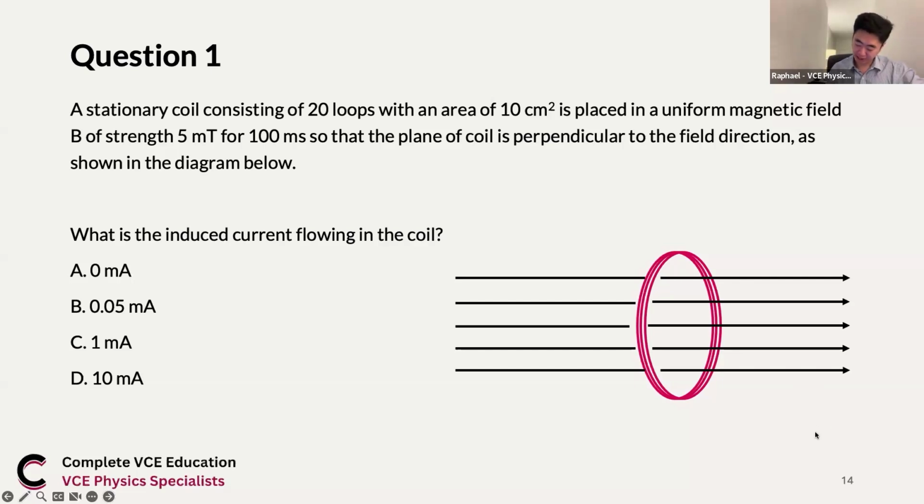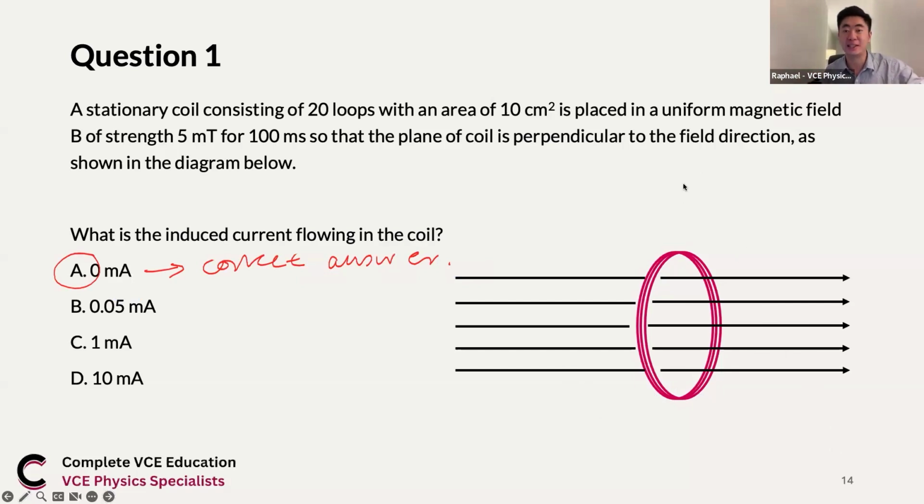So I'm just going to try to see if I can annotate. Oh, can't annotate. Hmm. Okay, there we go. So A is the correct answer. Hopefully some of us got that. If you got A, 0 milliamps is the correct answer. Very good job there. There is no current induced in the coil. Why is that the case?